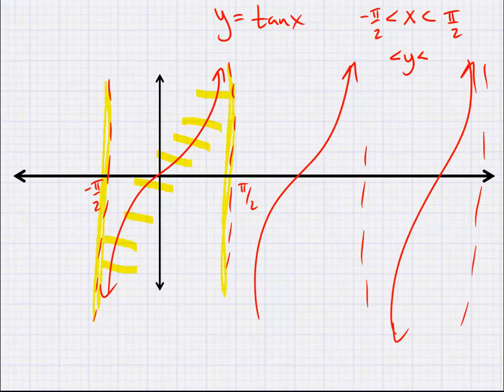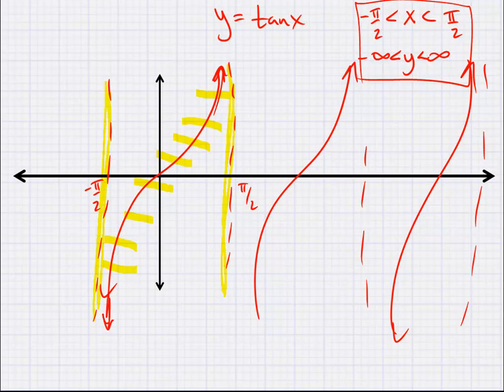The y values in this interval go from negative infinity up to positive infinity. This would be my restrictions for the tangent function. Flip them around. Those are restrictions for your inverse tangent function, notated the same way as the other two.